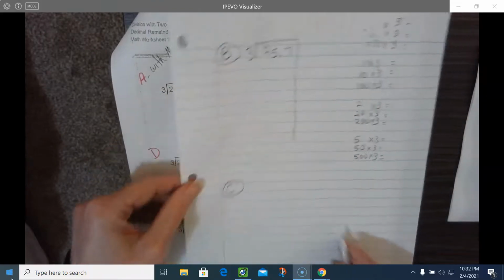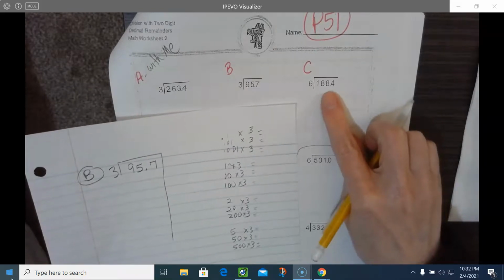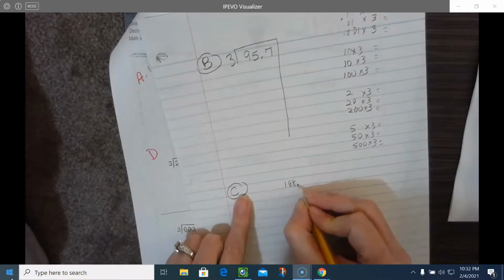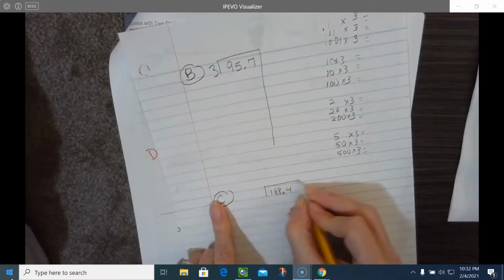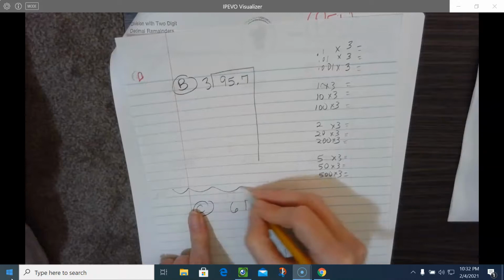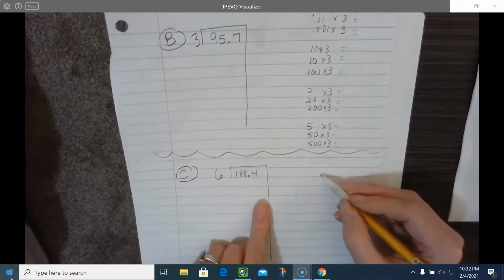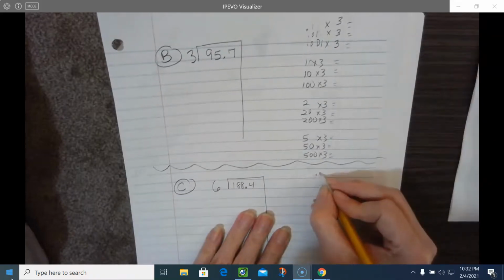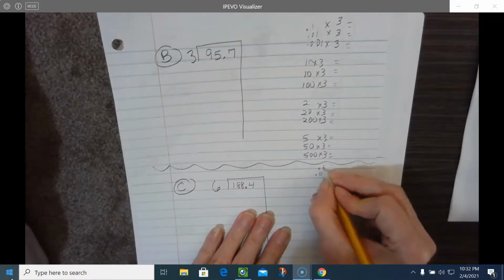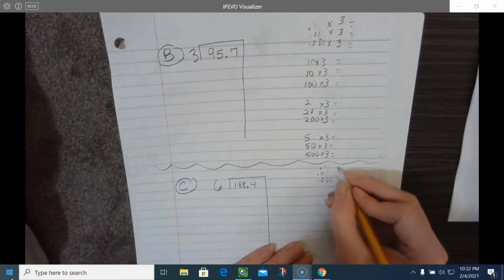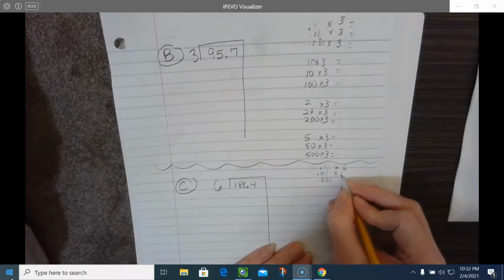Okay, and then let's get problem C set up as well on this page. So problem C, we're going to have 188 and 4/10 divided by 6. Again, I'm going to make a little squiggle go across here. You're going to set up that ratio table as if you were doing it up here. Tenths, hundredths, thousandths, all times 6 this time.